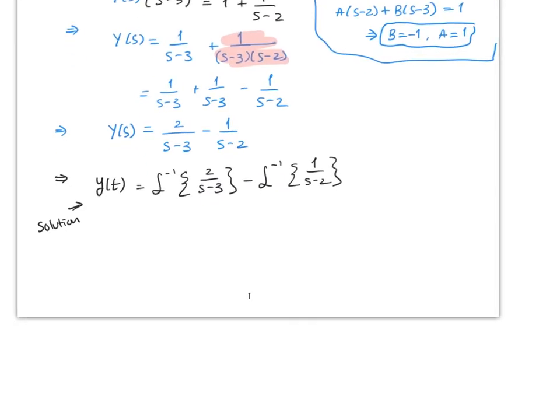And if you check the table, this is equal to 2 e to the 3t minus just e to the 2t. So this part gives you this, and this part gives you this.